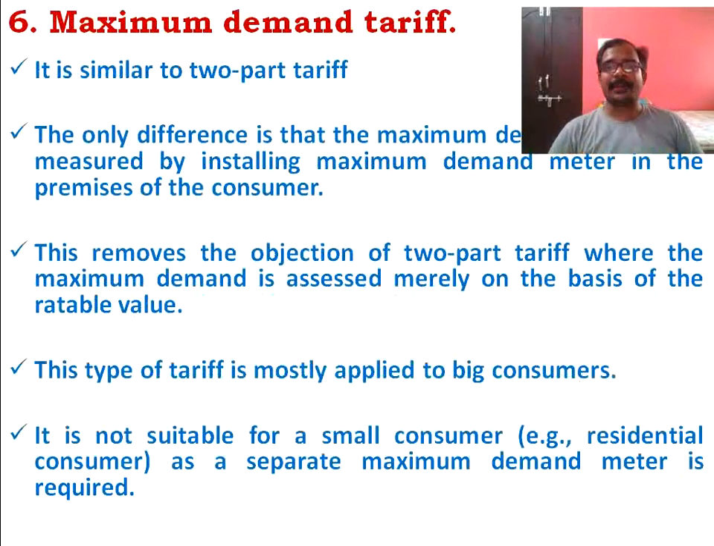Now the sixth one is maximum demand tariff. It is similar to two-part tariff. The only drawback in the two-part tariff is that there is no meter installed in the consumer premises to find out the maximum demand of an industry. But in this case, we will install a maximum demand meter in the industry. We will clearly get the maximum demand. So total charges will be equivalent to A into B into kilowatt plus C into kilowatt hour. It is applicable only to big consumers.